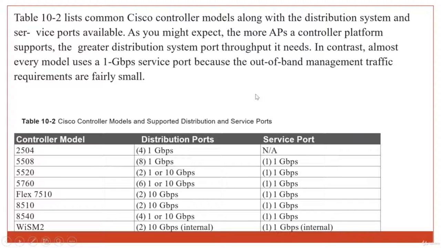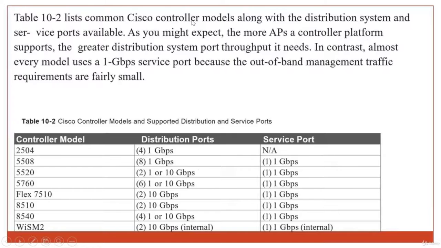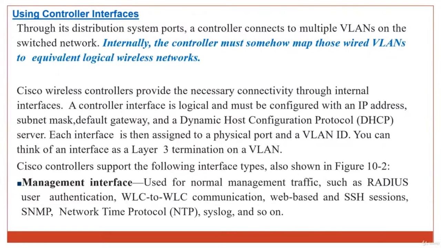Again, if we have a larger number of APs, then we should check the higher end of the controller. The capability increases, the throughput and the overall performance will increase, but the cost will also increase. So these are the ports we have: service port, distribution system, console, and the redundancy port.